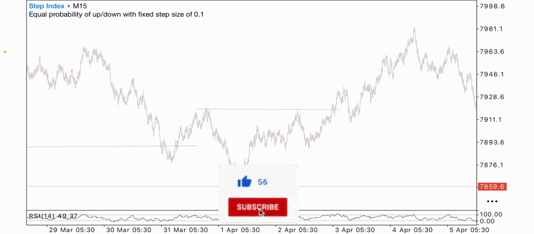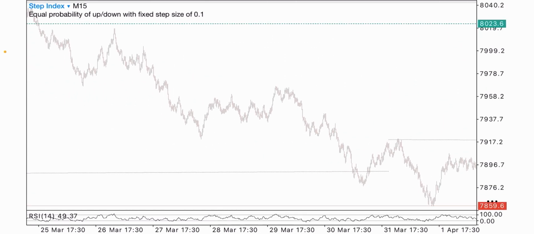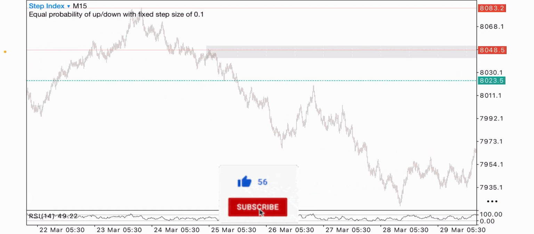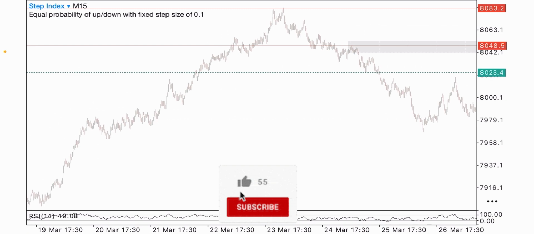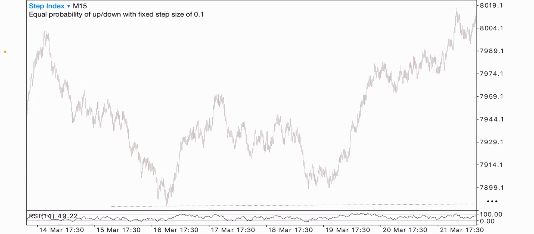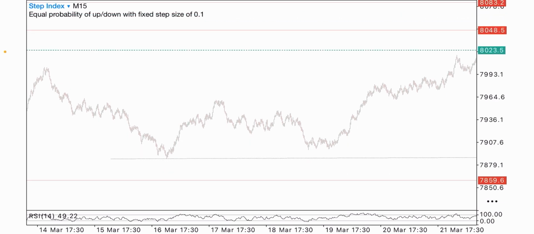So many people don't understand how the chart moves. I can say, like, the market structure: when it's moving to the upside, when it's moving to the downside, which is bullish and bearish moves.